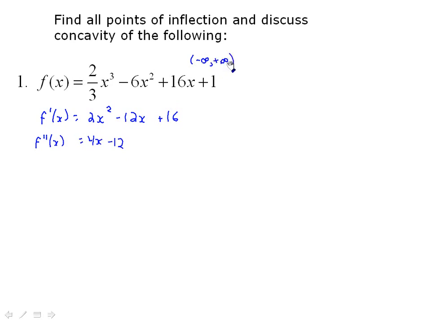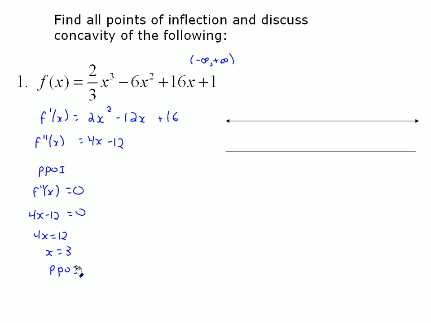It's a polynomial function. So if we want to do second derivative analysis, we look for the possible points of inflection. So I'll go PPOI. And that's going to be where the second derivative is equal to 0. So we take that 4x minus 12, we set it equal to 0, and we get 4x is equal to 12, so x is equal to 3. So that is a potential or a possible point of inflection. And then we do what we had been doing for first derivative analysis. We put this on our number line and we do interval analysis.